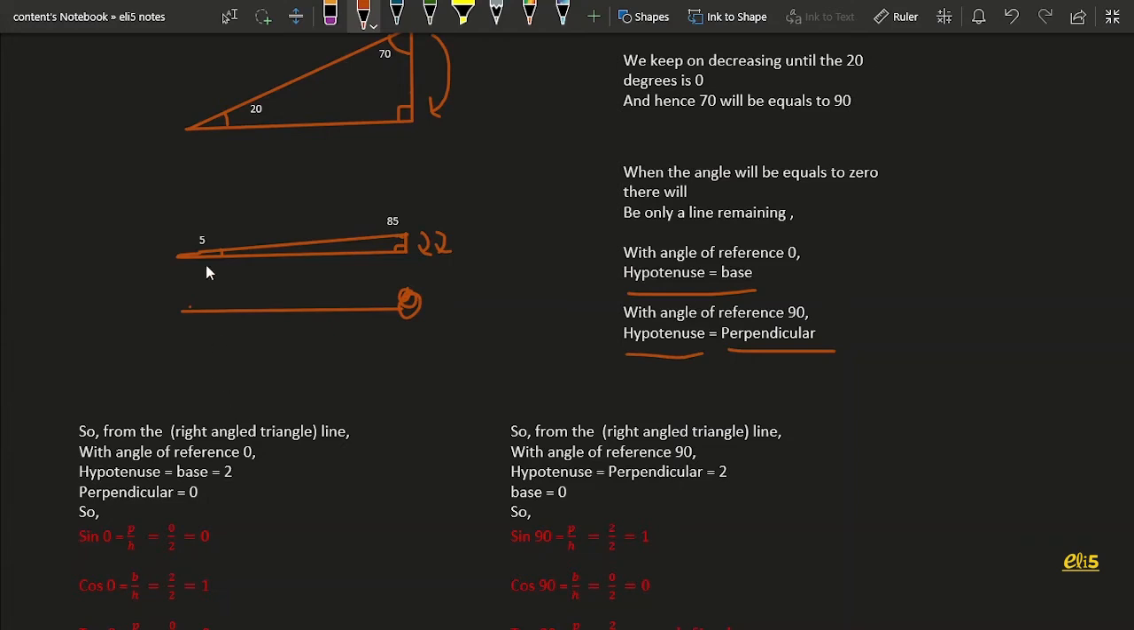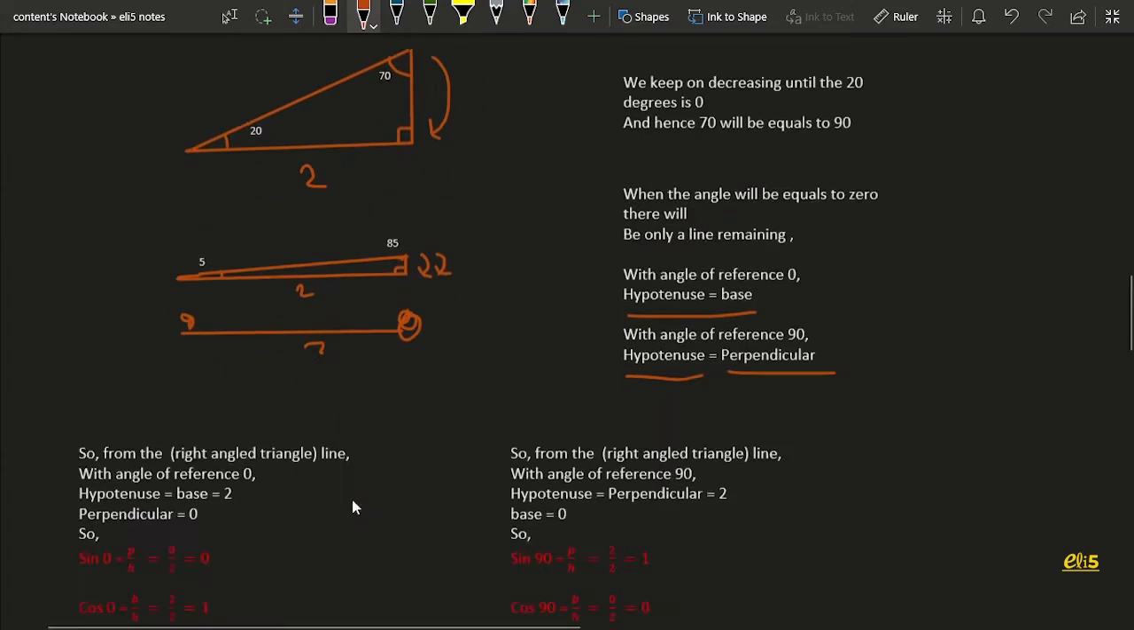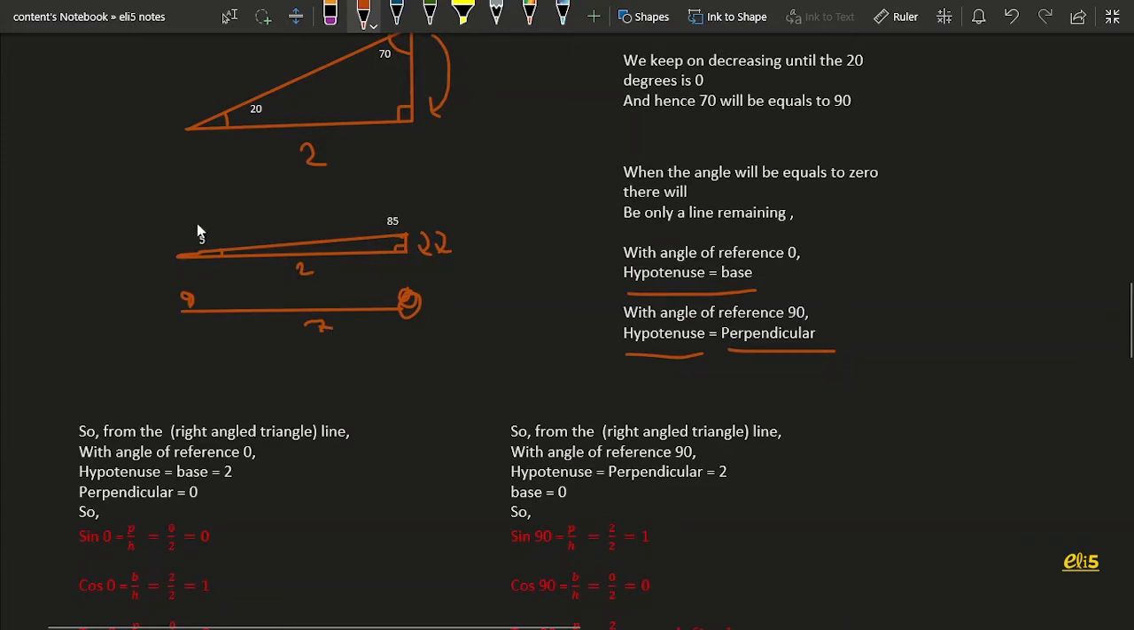With angle of reference 0 degree, as I have told you, 0 degree is over here. Hypotenuse equals base equals 2. We have already figured out that hypotenuse equals base, and we have supposed the hypotenuse and base as 2 in all the cases. So this side is 2, this downside is 2, so hypotenuse equals base equals 2.